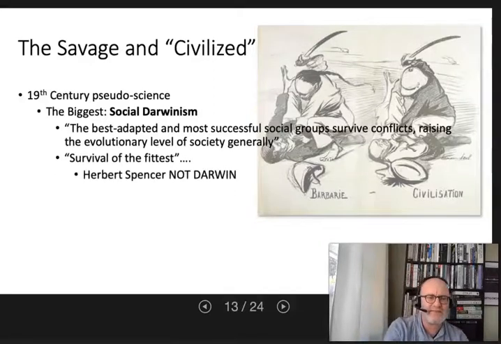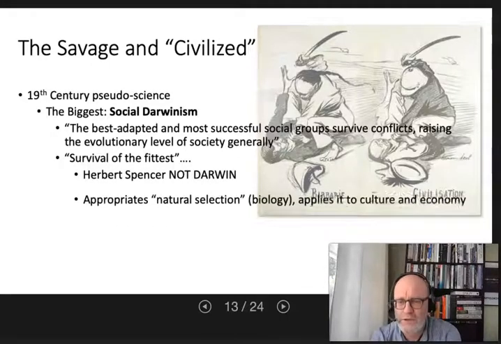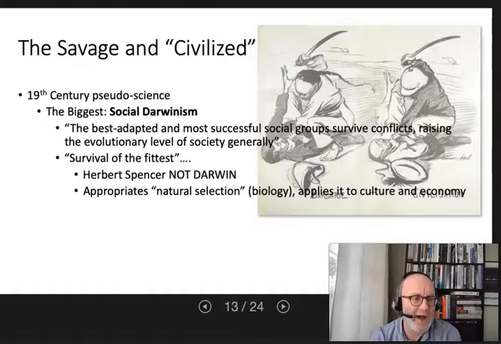Survival of the fittest was actually a term, as I've said. Herbert Spencer, the scientific racist, not Darwin, is the first to write that phrase, but it sticks. It's very popular, so much so that Darwin includes it in his second edition of The Origin of Species. Why is it wrong? Natural selection is legit, right? Biology is a real science. Natural selection is, as far as we can tell, how it works.